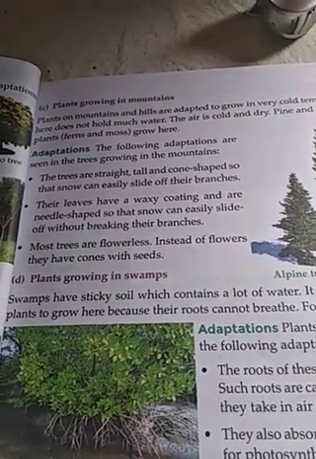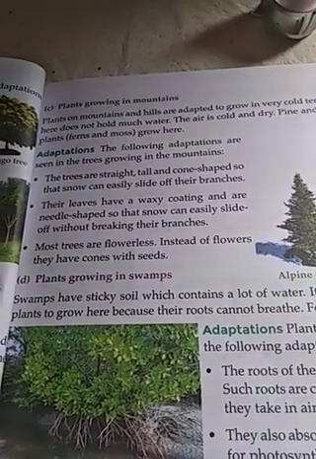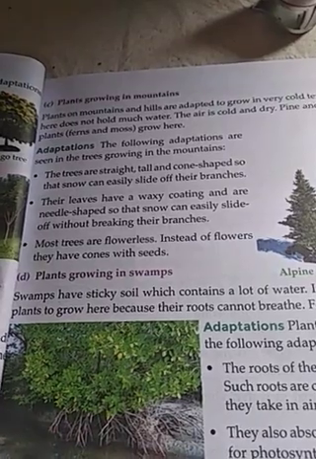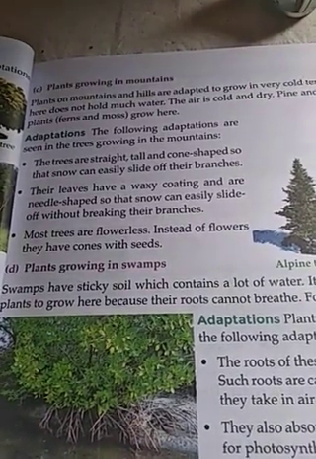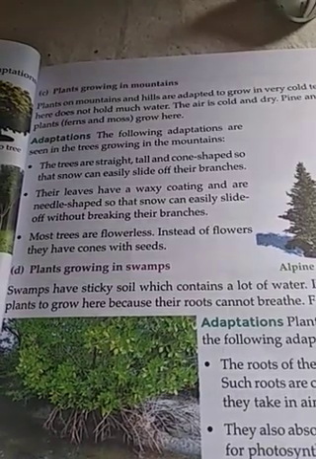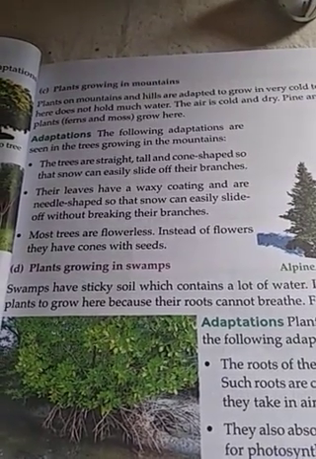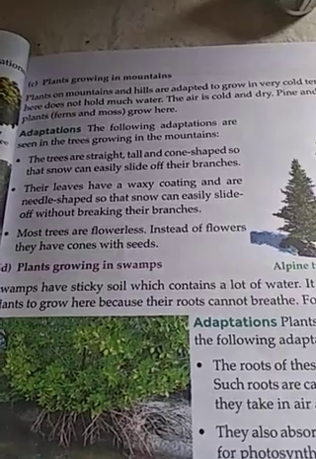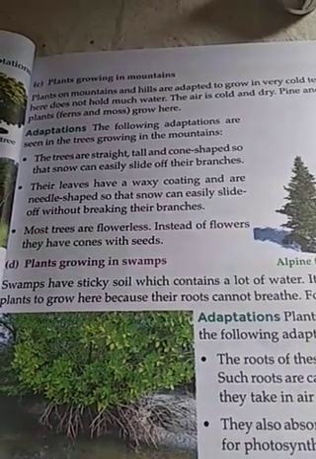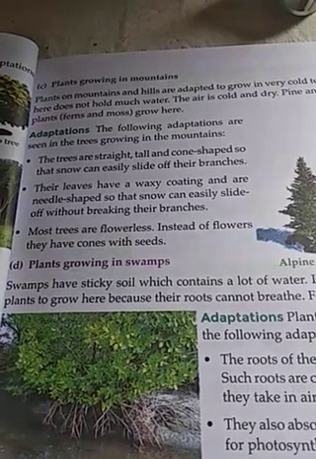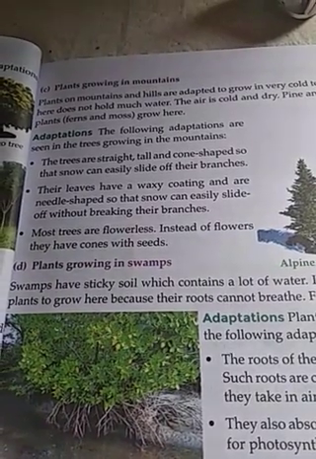So, to survive in these extreme climatic conditions, the trees have cone shapes. They are very tall, straight and are cone shaped. Why? Because the snow can easily slide off their branches. Nicely they can slide down. Okay.